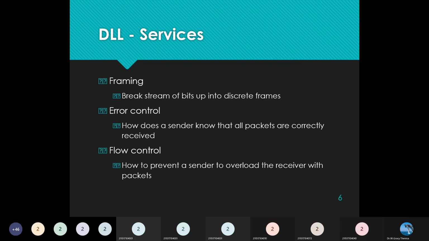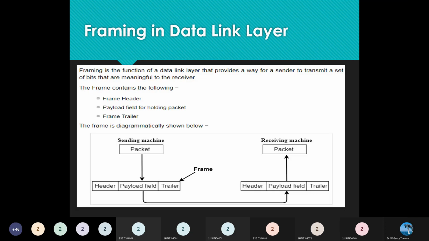So these are the important services of the data link layer: framing, error control, and flow control. Next, when talking about framing, in detail, we are going to see something about the framing in the data link layer.